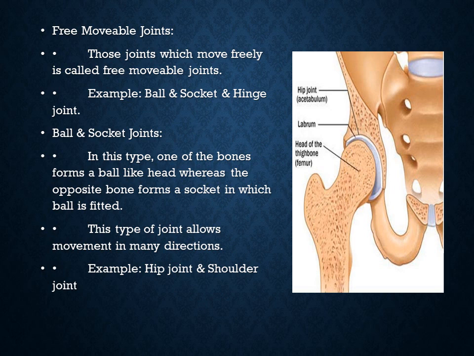Now the third type is known as freely movable joints. Those joints which move freely are known as freely movable joints, such as the ball and socket joint and the hinge joint. An example is shown in this figure, that is a hinge joint. Ball and socket joint: in this type, one of the bones forms a ball-like head where the opposite bone forms a socket in which the ball is fitted. This type of joint allows movement in many directions, like your hip joint and your shoulder joint. They are examples of ball and socket joints.